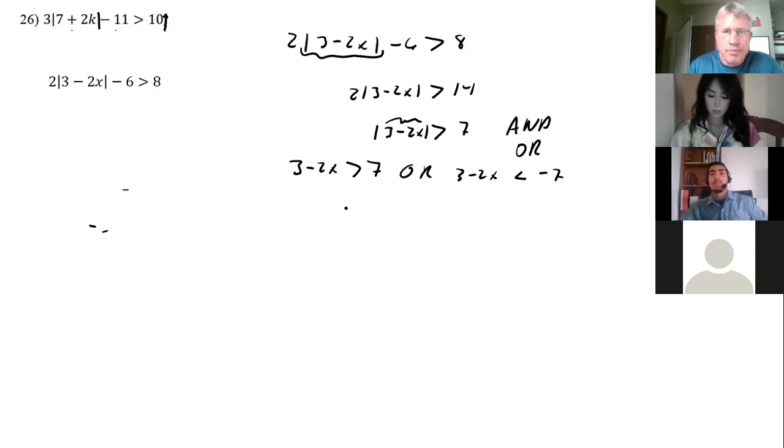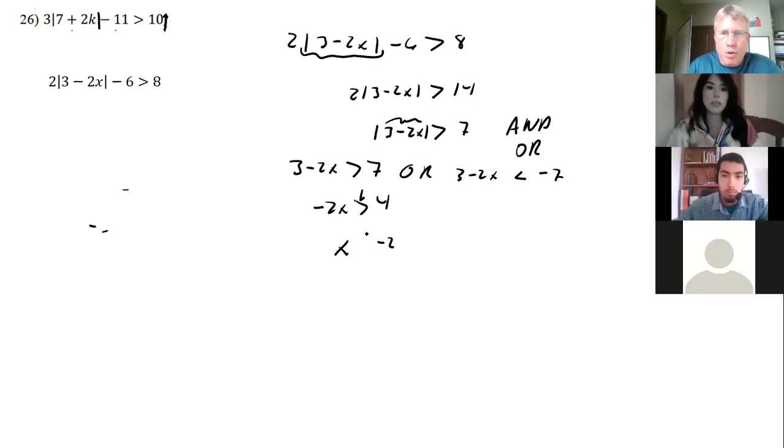So next move on this one, what's the next move? Minus 3. Yeah, subtract 3 from both sides. Next move, divide by negative 2, which is going to take this and do what? Flip it.